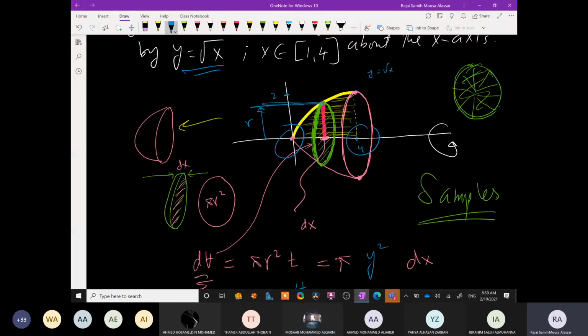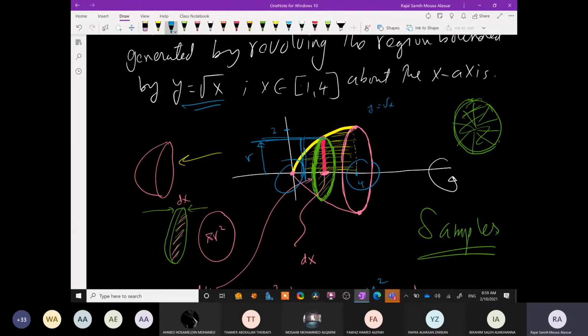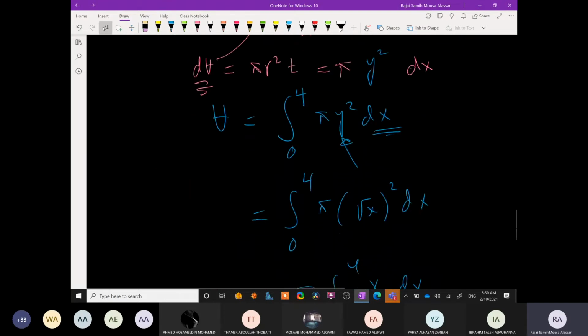I could have done this from any other place. It doesn't have to be from 0. I could have done it, for example, from 1 to 4. The question asked from 1 to 4. Oh, this is 1. Okay, we change it to 0. Anyway, the original question was 1 to 4, I forgot. So this is from 0 to 4, but you can do it from 1 to 4. You will just have to integrate from 1 to 4, basically.